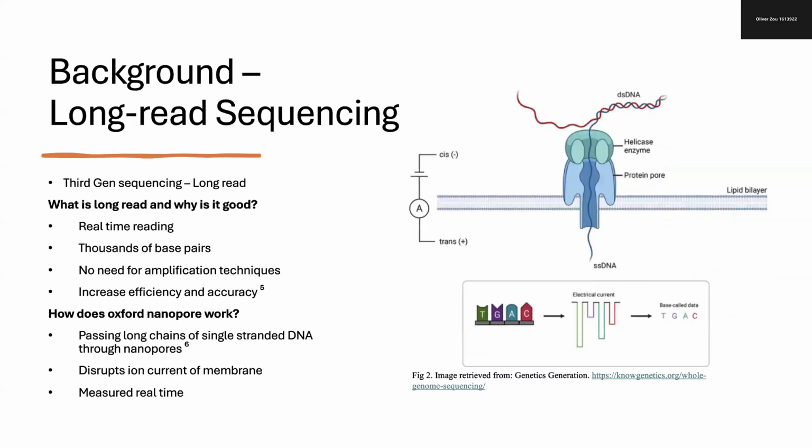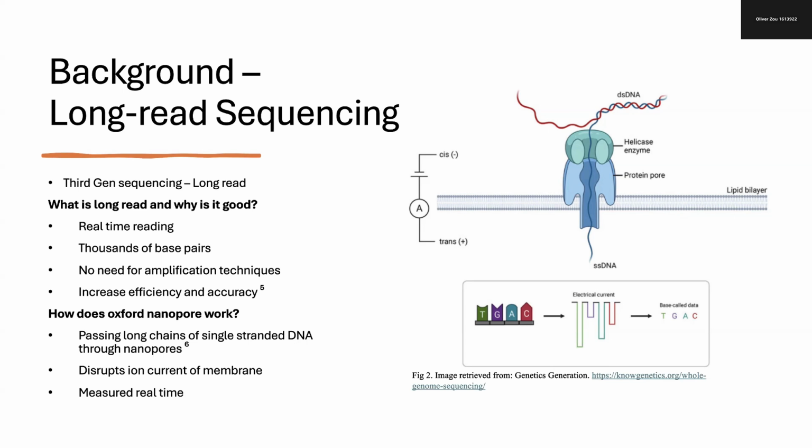This brings us to third-gen long-read sequencing, such as Oxford Nanopore. So how does this work? Long-read sequencing in general refers to the single-molecule direct reading of the DNA without needing excessive amplification techniques, allowing for real-time sequencing along with very long read lengths of thousands of base pairs, minimizing DNA fragmentation. This increases the accuracy when reading large structural variations and saves time.